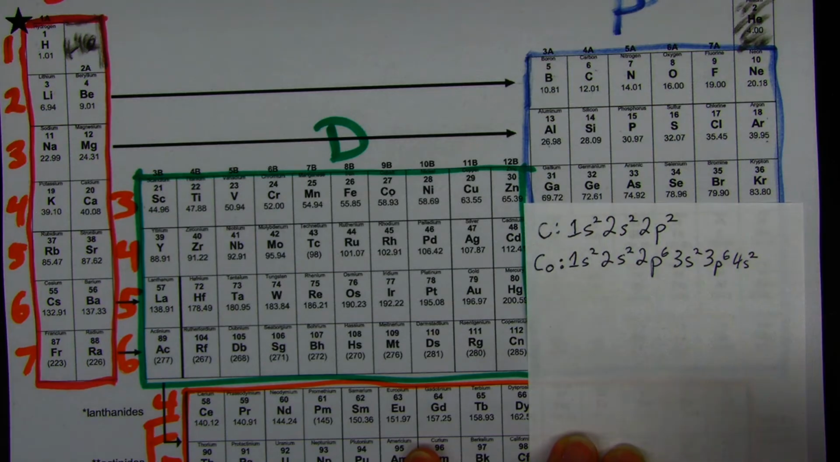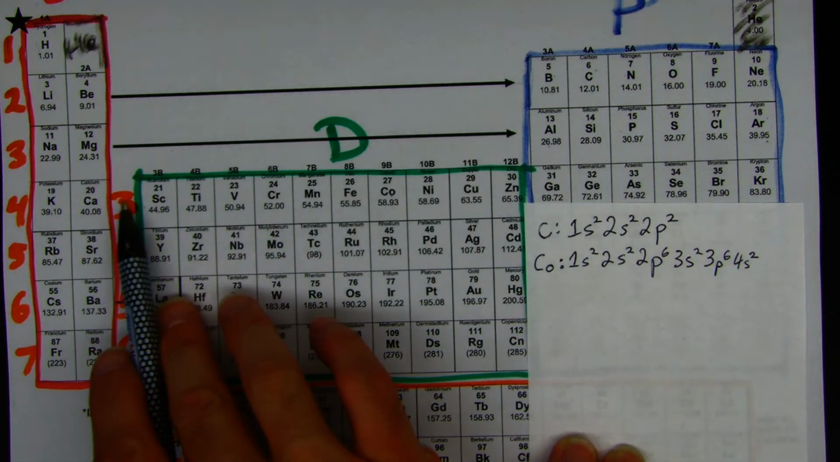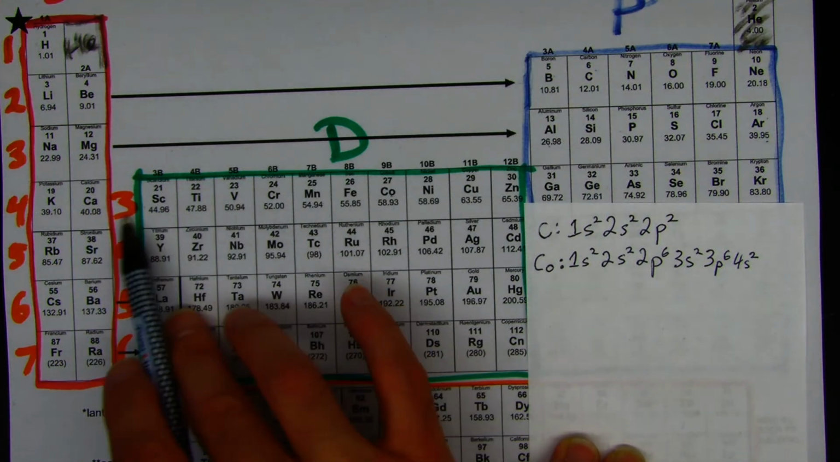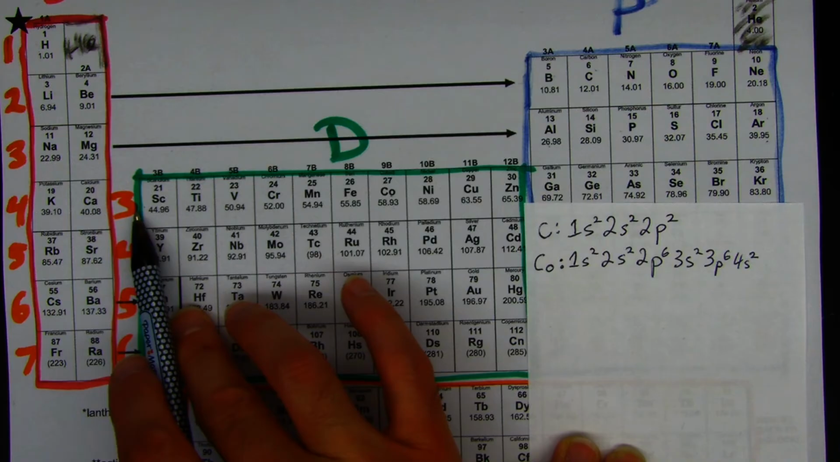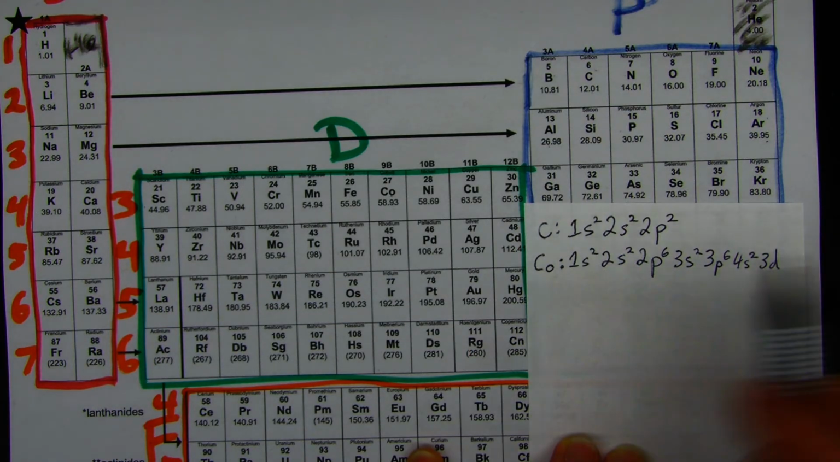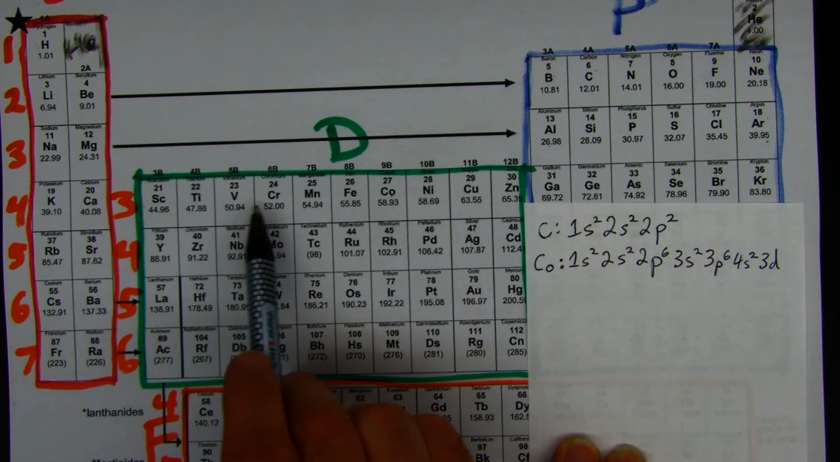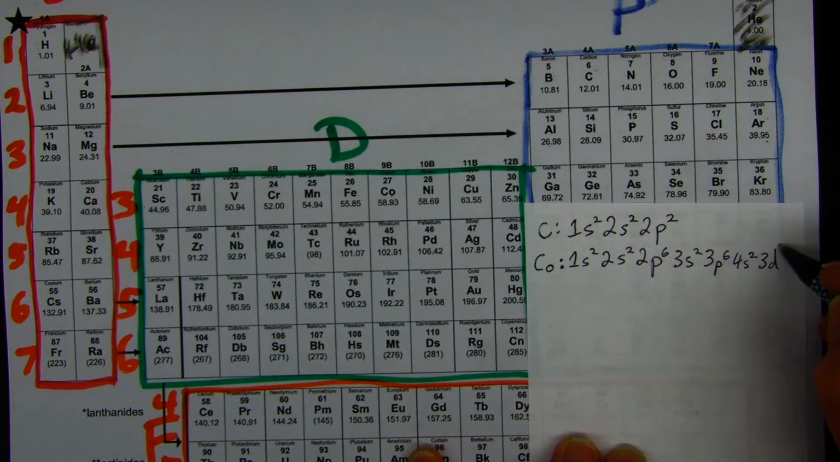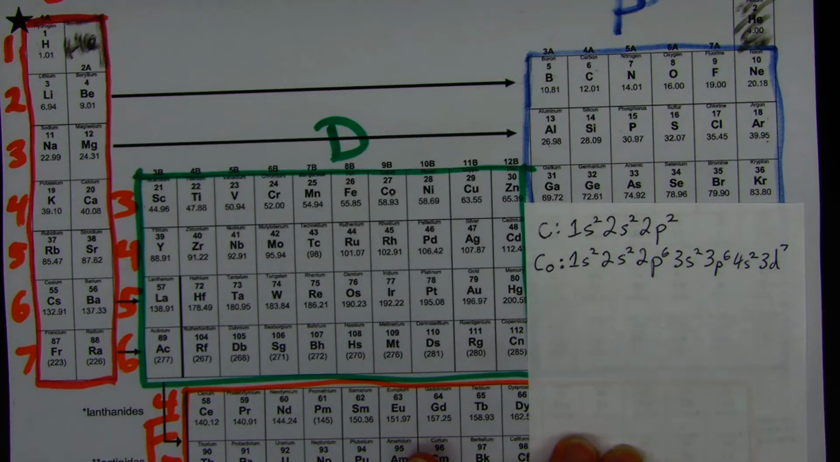24 calcium. So 4s2. Now I'm jumping to the D block here. So 20 to 21. I'm in the D block. Notice the number has gone down 1. So that's 3D. Not 4D, 3D. So 3D. And I got to count 1, 2, 3, 4, 5, 6, 7. So that's going to be 7 in the 3D sublevel. And that, ladies and gentlemen, is the electron configuration for the element cobalt.